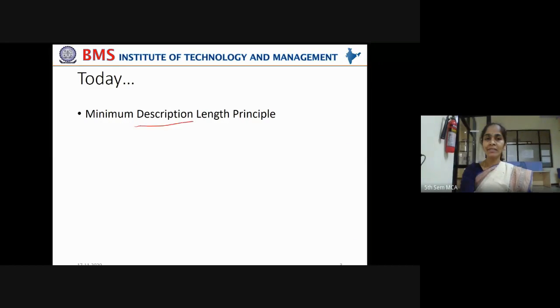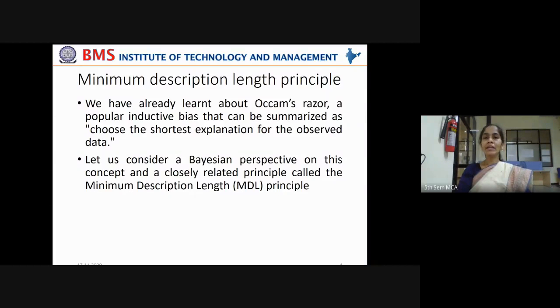Now in today's class, we'll see the minimum description length principle. We have already learned about Occam's razor, right? In chapter 2. Why you prefer shorter hypothesis over longer hypothesis, why you prefer simple decision trees when compared to complex decision trees. To understand that concept, we have quoted this Occam's razor method. In this Occam's razor method, we always try to prefer the simplest solution when compared to a complex solution. Okay, so we have already learned about this Occam's razor, a popular inductive bias.